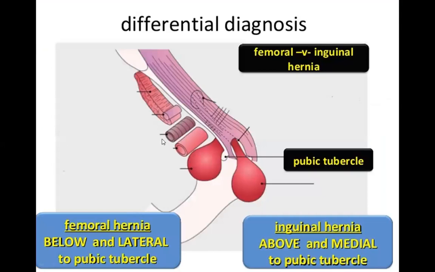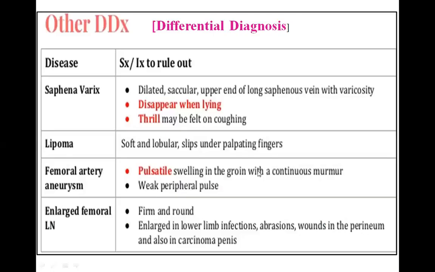Coming to the differential diagnosis of the femoral hernia. You must be able to differentiate the femoral hernia from the inguinal hernia. Femoral hernia lies below and lateral to the pubic tubercle. Here is the pubic tubercle. You can appreciate that the femoral hernial sac lies below and lateral to the pubic tubercle, whereas in the inguinal hernia, the sac lies above and medial to the pubic tubercle.